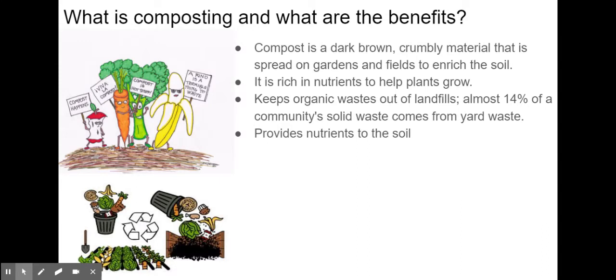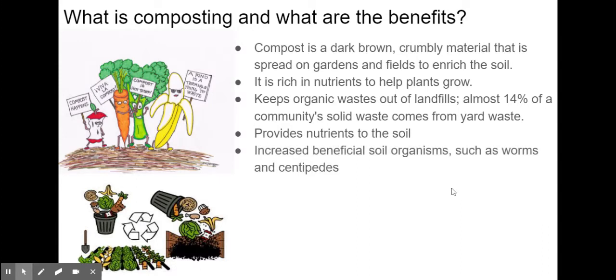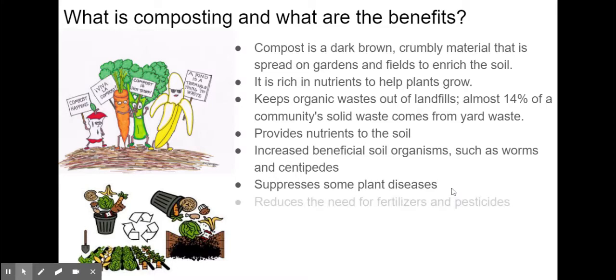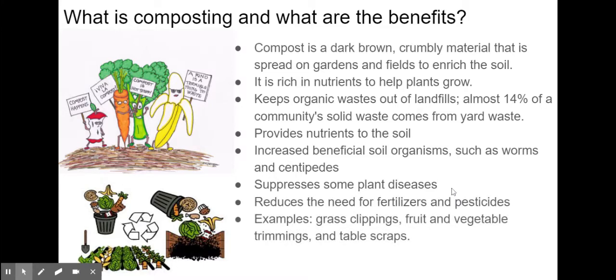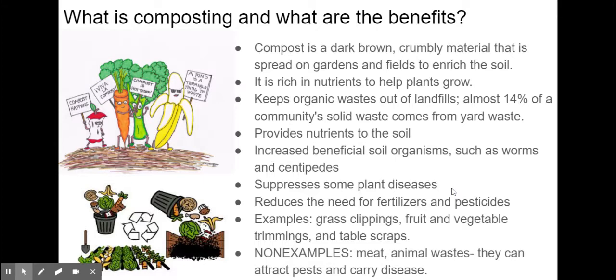Provides nutrients to the soil, increased beneficial soil organisms such as worms and centipedes. It suppresses some plant diseases, reduces the need for fertilizers and pesticides. Examples are grass clippings, fruit and vegetable trimmings, and table scraps. Non-examples are meat, animal waste, because those can attract pests and carry diseases. You can make your own compost at home if you have a garden.